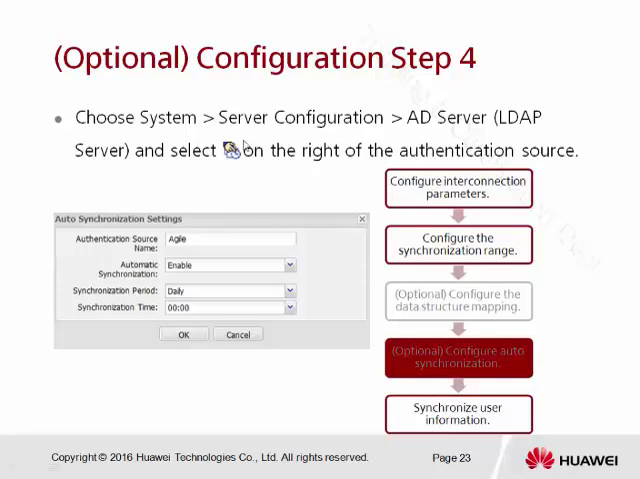So you just look for the icon like this, a finger pointing to the clock, just right beside the authentication source. What you do here, you just change the disable to enable, because right now we want to do the automatic synchronize. For the period here, you can change daily, a week, or a month. Then the time when they start to do the synchronize.